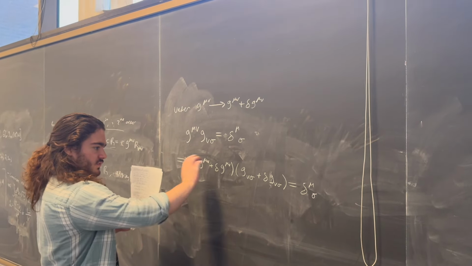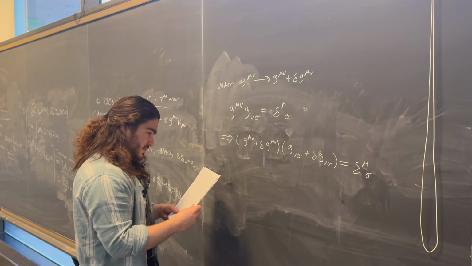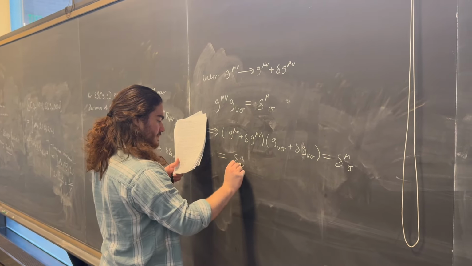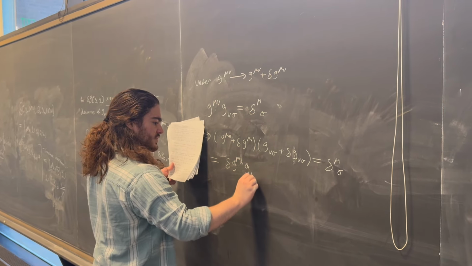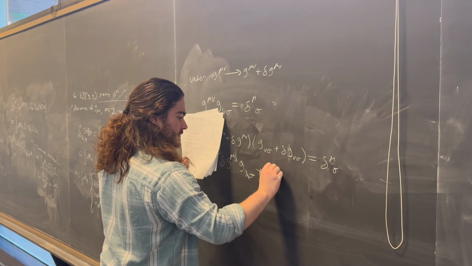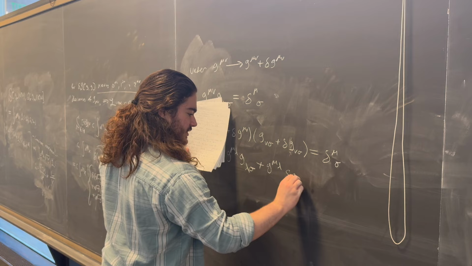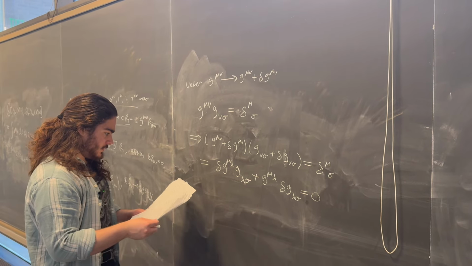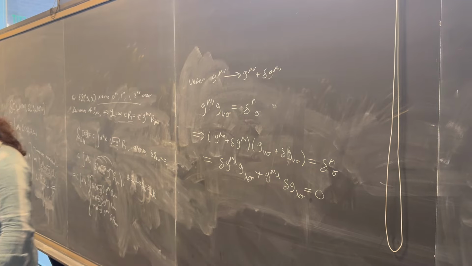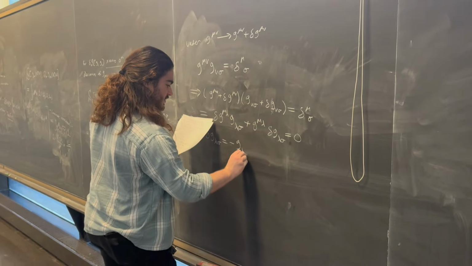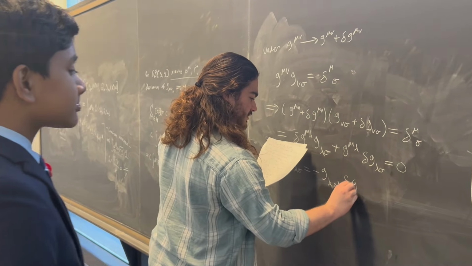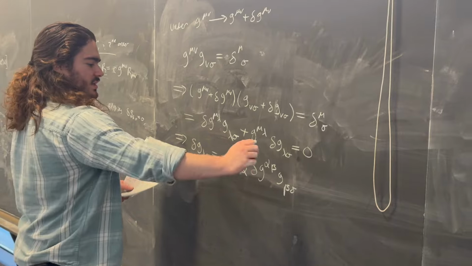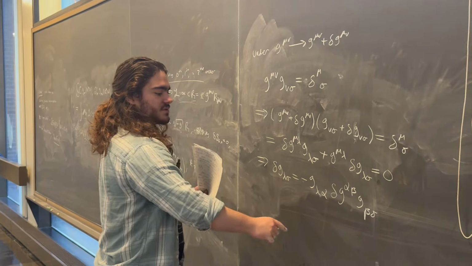So if you carry this out and you keep only first order terms, because that's part of how you take the variation of things, what'll happen is you'll have the variation of g mu lambda times g lambda sigma plus g mu lambda times the variation of g lambda sigma. Well, this has to be equal to 0. So, just put this back here: negative g lambda alpha, variation of g alpha beta, g beta sigma. I went a little fast here, but all I did was add over a term, multiply through by an inverse, and relabel some dummy indices.